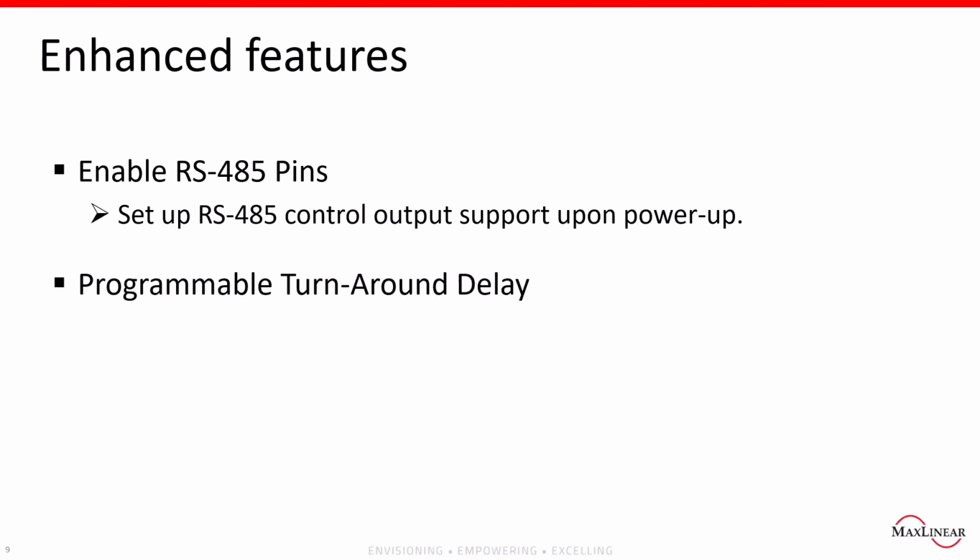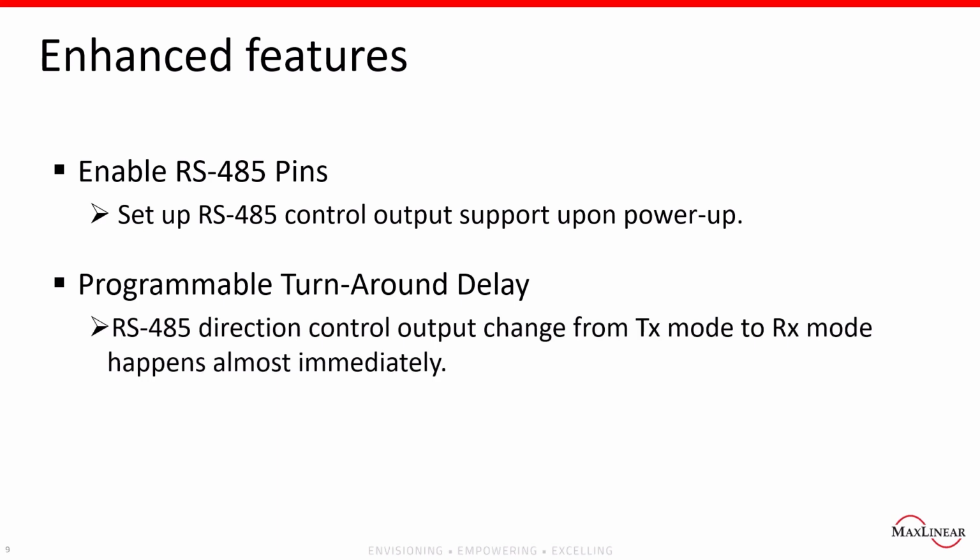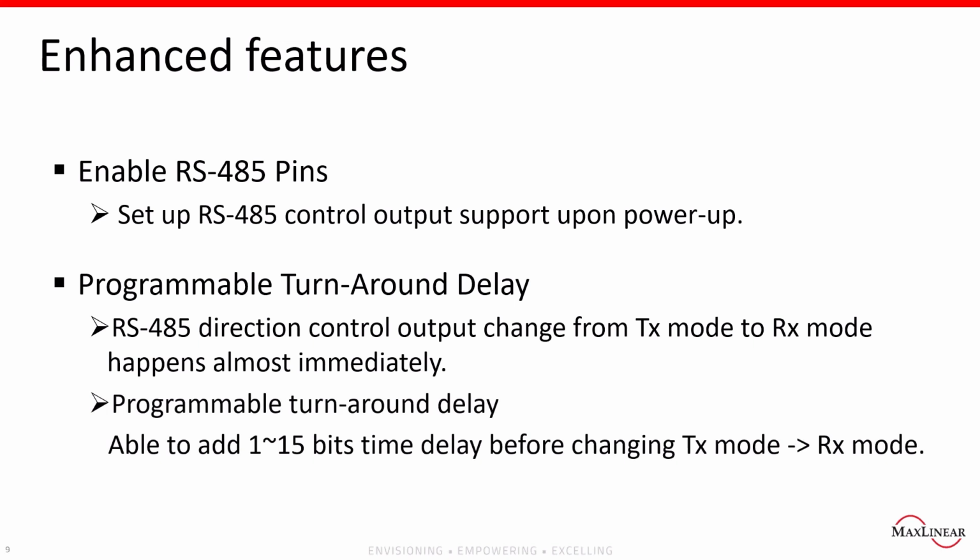One other enhanced feature MaxLinear supports is the programmable turnaround delay. When the RS-485 half-duplex direction control feature is enabled, the control output change from TX mode to RX mode happens almost immediately. While in long-range multi-point system usage, there could be cases where the data transfer is not able to complete. The programmable turnaround delay provides the flexibility to add a range of 1 to 15 bit times of delay before changing from TX mode to RX mode. This added delay could ensure the data arrives at the intended destination over long distance.